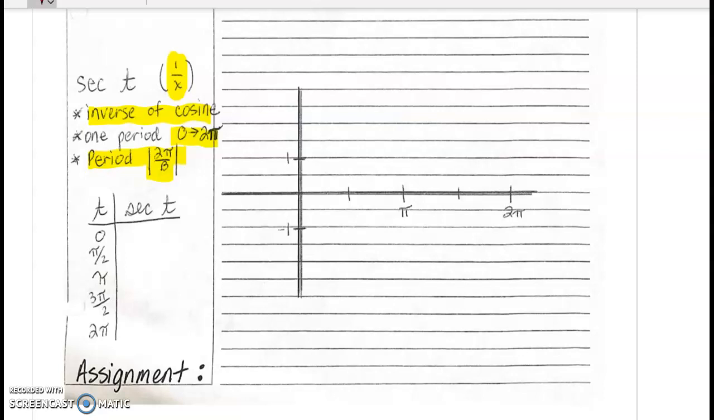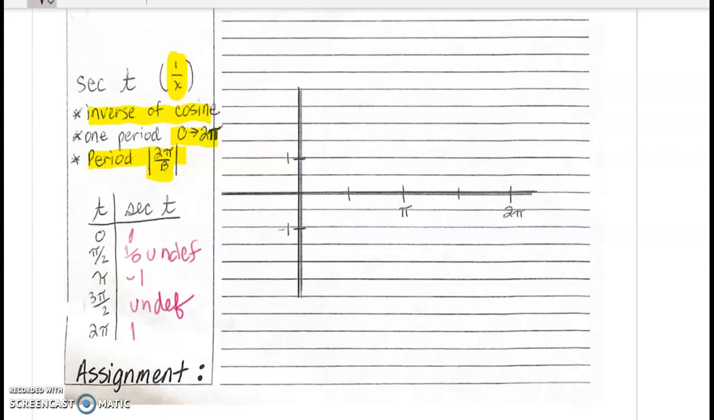So 1 over x. At 0, x is 1, so 1 over 1, 1. At pi over 2, 1 over x, so 1 over 0, so at pi over 2, I'm undefined. At pi, x is negative 1, so 1 divided by negative 1, negative 1. At 3 pi over 2, x is 0, so 1 over 0, so undefined again. And at 2 pi, 1 over 1, so at 1.